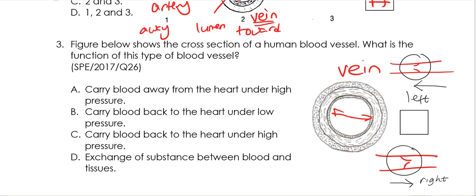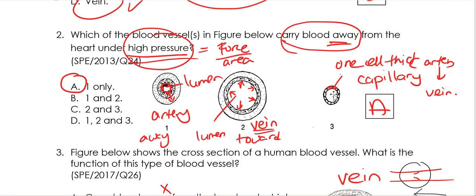Okay, so back to here. This is a vein, and its main function is actually to carry blood towards the heart. So it's not away, it's actually bringing it back to the heart. And it's not exchange of substance between tissues because it has a really thick layer of tissue, so you can't have things coming in and out. But for the capillary, it's only one cell thick, so it's very, very thin, so things can come in and out of the cell.